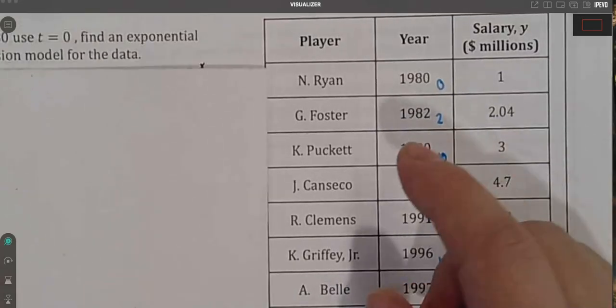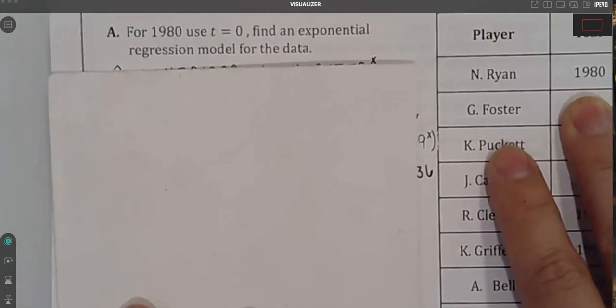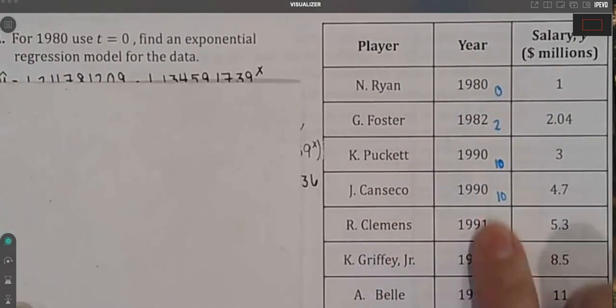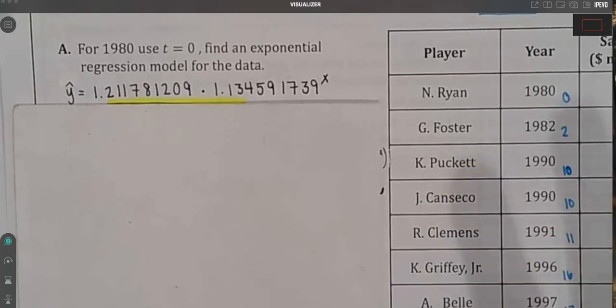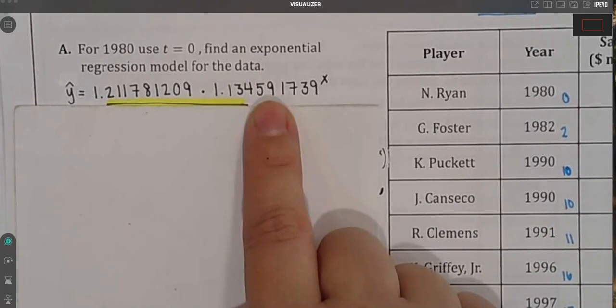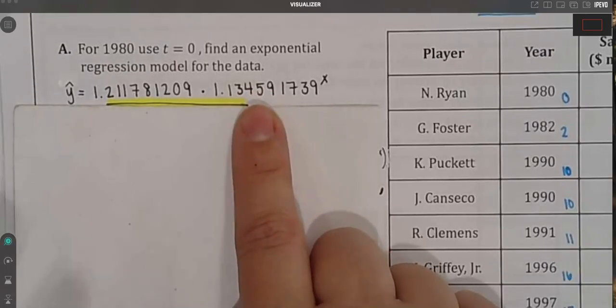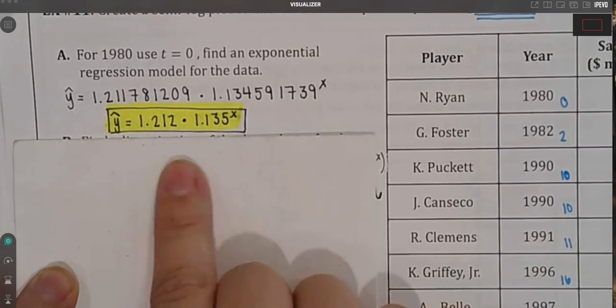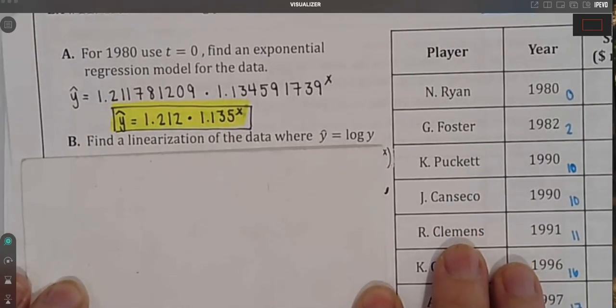It was specified. For 1980, use t equals 0, find an exponential regression model for the data. So that's what I did. I won't do this again because this part is very similar to what we just did. You're just using an exponential regression model instead of linear. If this is something you're still kind of having trouble with, let me know. I'm happy to go over it with you outside of class. And this is the rounded version.